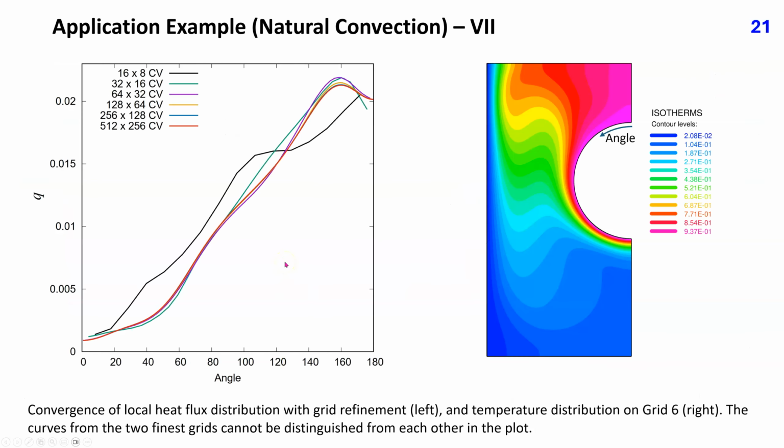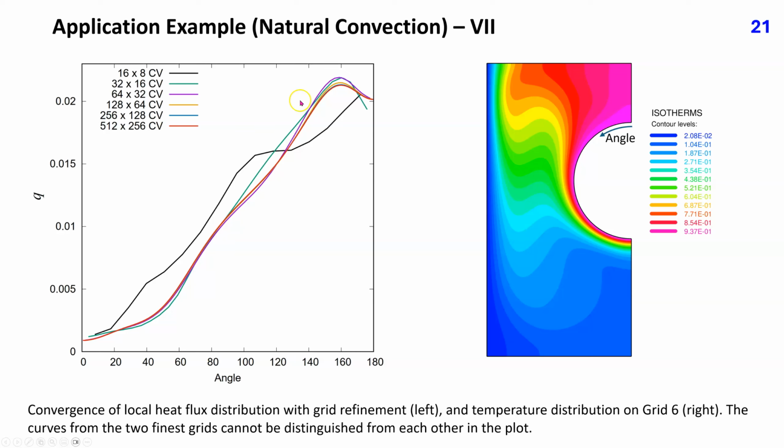This slide shows the convergence of local heat flux distribution with grid refinement, shown here on the left, and temperature distribution on grid 6 on the right. Zero angle position is at the top of cylinder. The heat flux is lowest there because the fluid has heated up in the recirculation zone above cylinder and is not able to take the heat away.